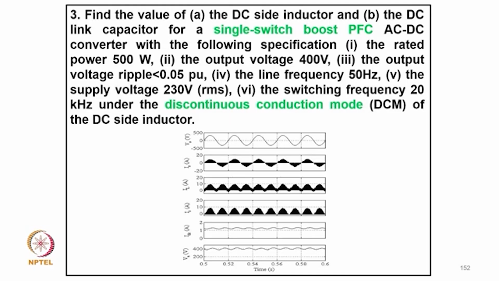Coming to the third numerical problem: find the value of the DC side inductor and the DC link capacitor of a single switch boost PFC AC-DC converter with the following specification. The rated power is 500 watt, the output voltage 400 volt, the voltage ripple less than 5%, the line frequency 50 Hz, the supply voltage 230 volt, and the switching frequency 20 kHz under the discontinuous conduction mode of the inductor.